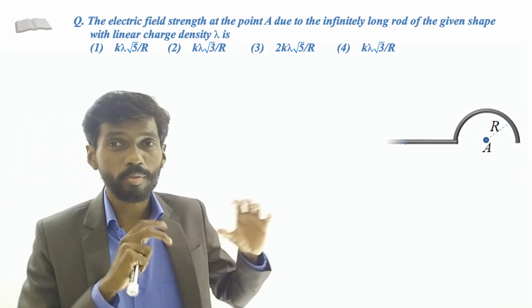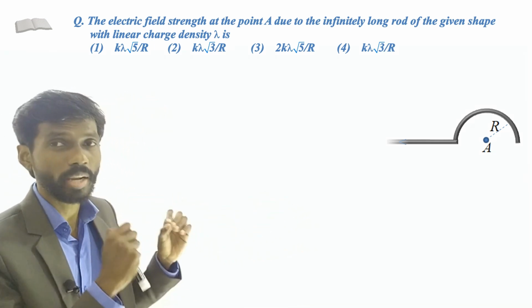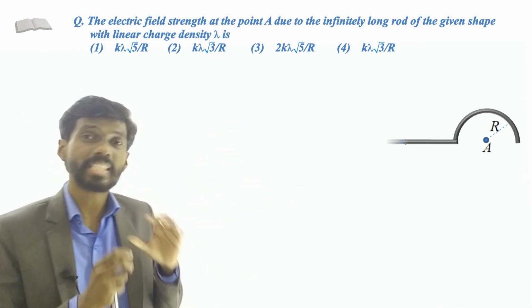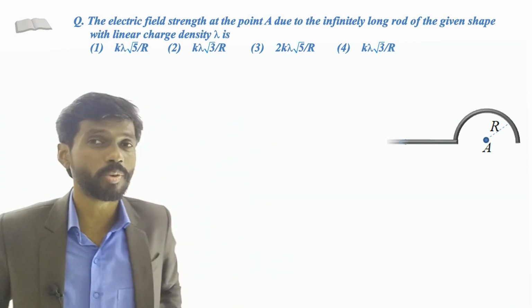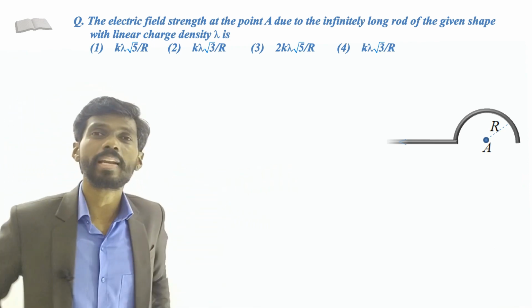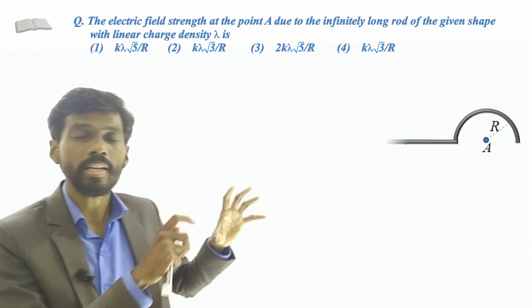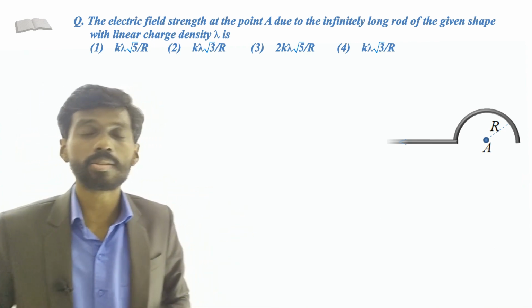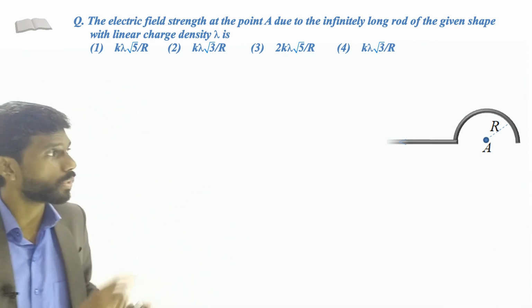So this shape is somewhat weird, but it is a combination of two known shapes. One is a semicircle, which means it is an arc. So we have the electric field due to an arc, and the other one is an infinitely long rod. So we have to find the electric field due to these two separately, then find the vector sum, just like the last question. So let us first find the electric field due to that semicircle.